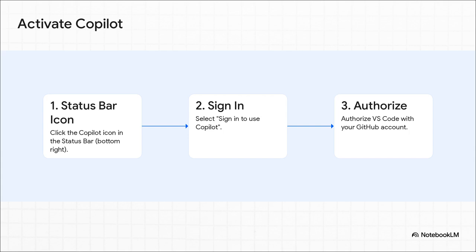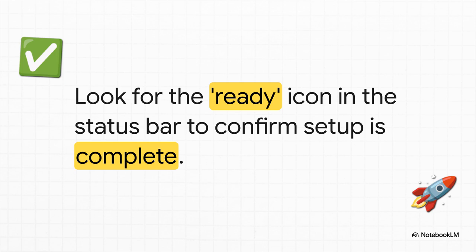So once that's installed, you've got to sign in. Now, sometimes a little prompt will just show up and ask you to log in, but if it doesn't, no big deal. Just look down at the bottom right corner of your window in the status bar. You'll see a little Copilot icon. Just click on that, sign in, and let it connect with your GitHub account. And how do you know for sure that it's all working? Well, that same little icon in the status bar will change. It'll look, well, ready. No weird slashes through it or anything. That's your green light. Copilot is active and ready to rock.